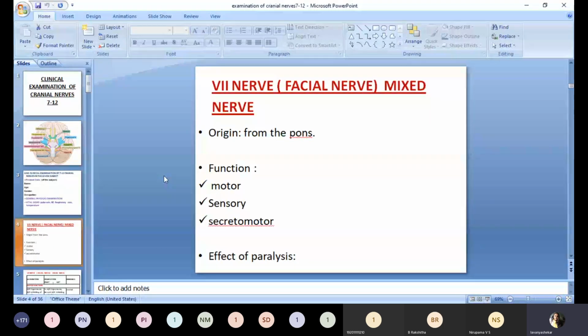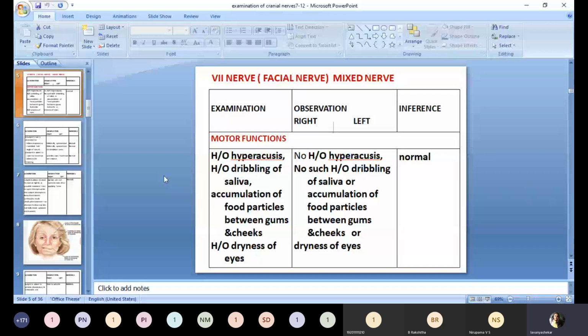So is the tabular column visible? Yes, ma'am.